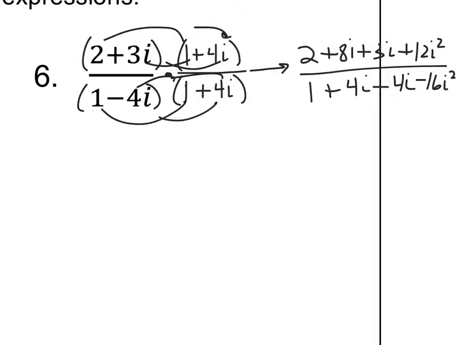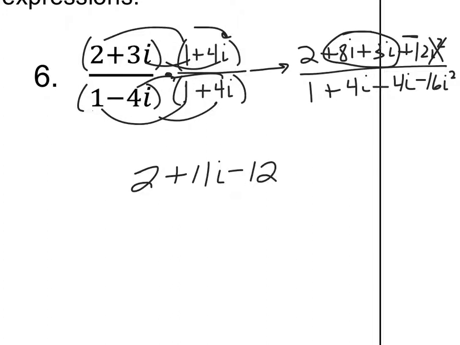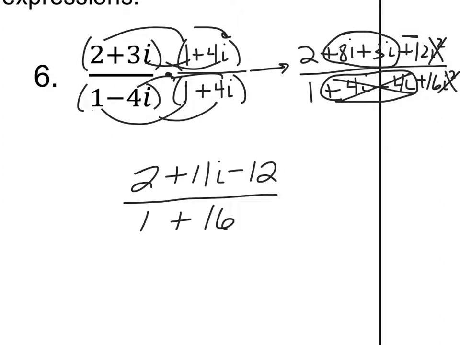Okay, so now from here, I'm going to simplify the top. So I'm going to combine my like terms here. On the top I have 2, 8i and 3i is 11i. And remember, I can cross out that i squared to make the 12 negative. So we'll go minus 12. On the bottom, combine my like terms. We got a 1. 4i and negative 4i is 0. Those guys cancel out. Well, that's nice. And then cross out the i squared and make the 16 positive. And now you'll notice, what do I not have on the bottom? I don't have an i.